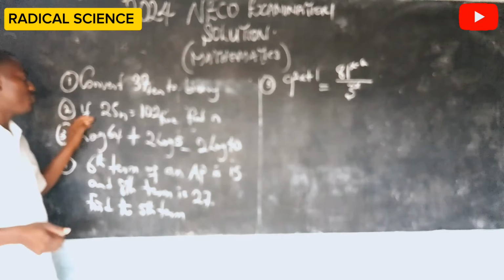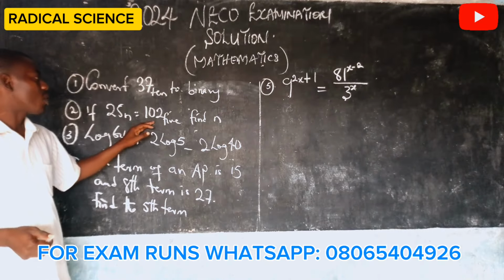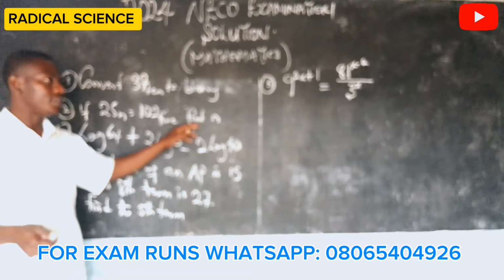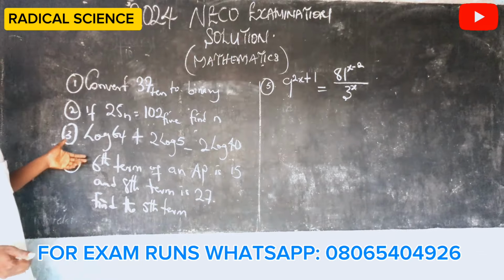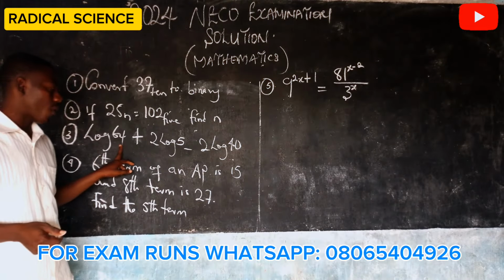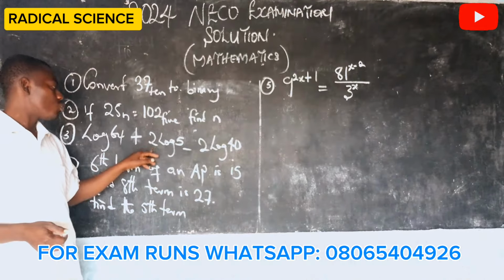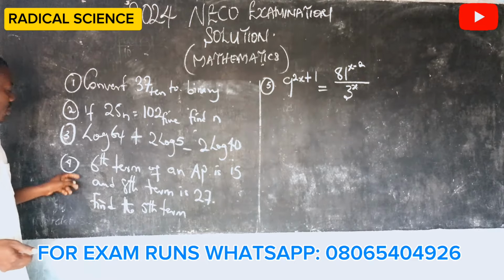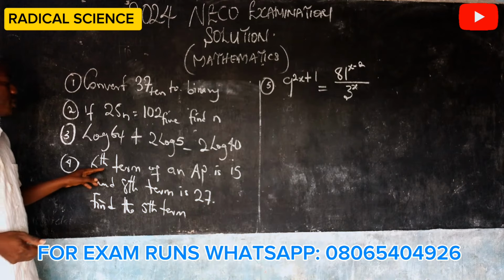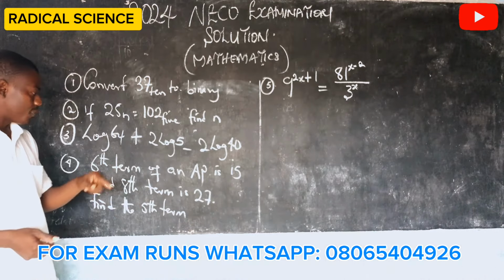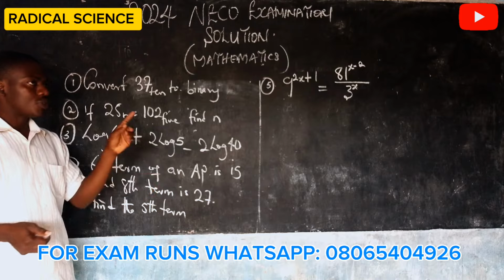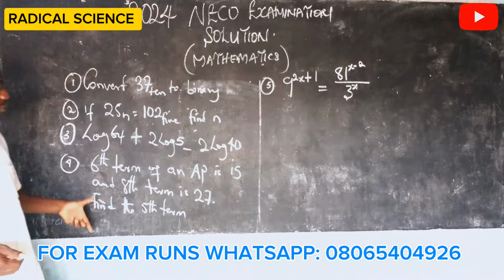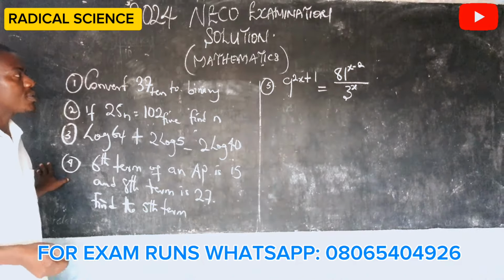Number two, I have if 25 base n is equals to 102 base 5. The question is for us to find the value of n. Then we have log 64 plus 2 log 5 minus 2 log 40. Number 4: the sixth term of an AP is 15 and the eighth term is 27. We are expected to find the fifth term of the sequence.